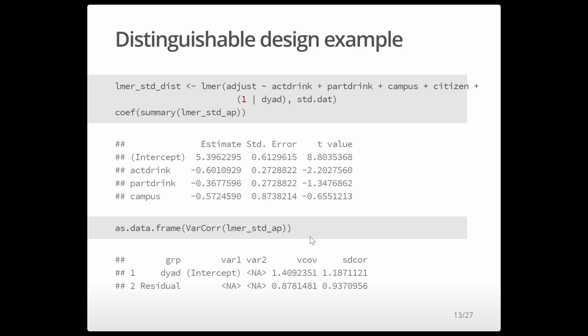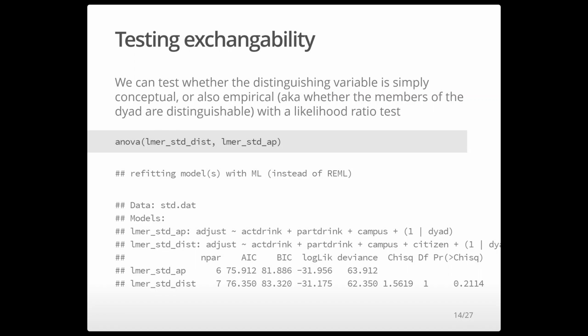But sometimes you'll have more than 1 variable that tests for distinguishability, in which case you could do a likelihood ratio test using 1 model that has all the distinguishing variables, and then 1 model that doesn't have the distinguishing variables. And this is a way to test, again, empirical distinguishability or exchangeability. So here in this case, we note that the model that has the distinguishing variable is not significantly better than the model that does not have it. So we would say that citizen is an exchangeable variable in this setup.